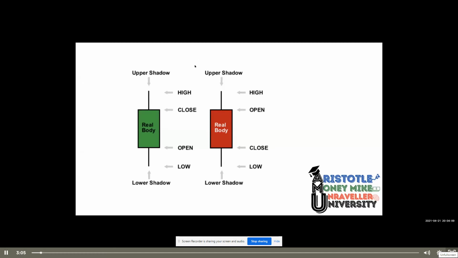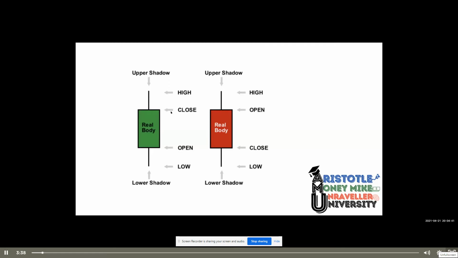So let's get right into it. I want to be very interactive. This is a green candlestick, right? And every candlestick, when you're looking at a chart, represents its time frame. If we're on the 5-minute chart, every candlestick represents 5 minutes. If we're on the 15-minute chart, every candlestick represents 15 minutes. Daily chart, every candlestick represents 1 day.